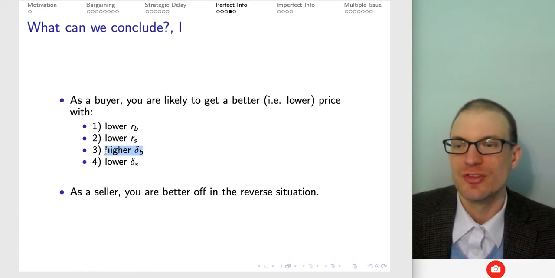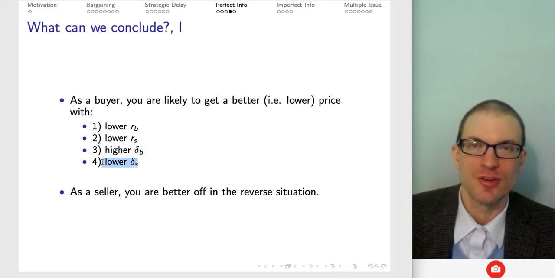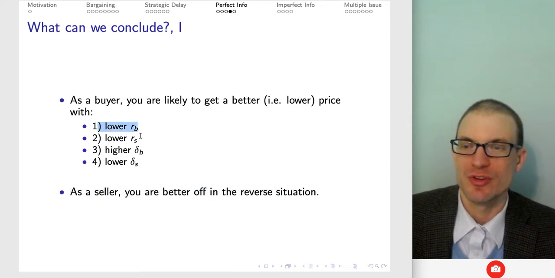The higher is your patience, the lower is the seller's patience. As a seller, you're better off in the reverse situation. The seller wants higher reservation prices, wants lower patience for the buyer, and higher patience for the seller.